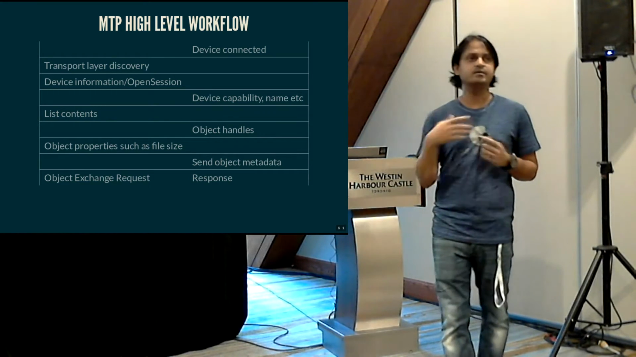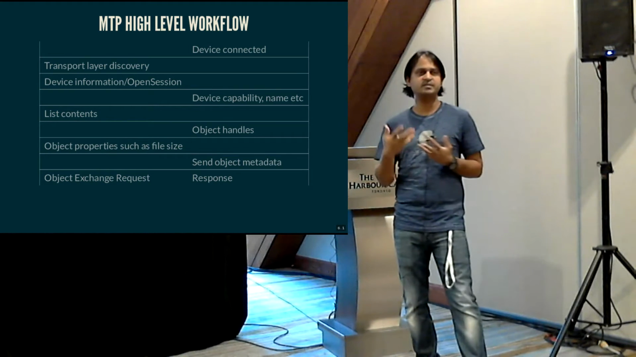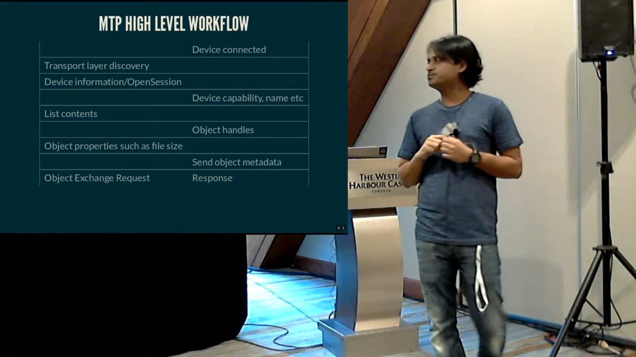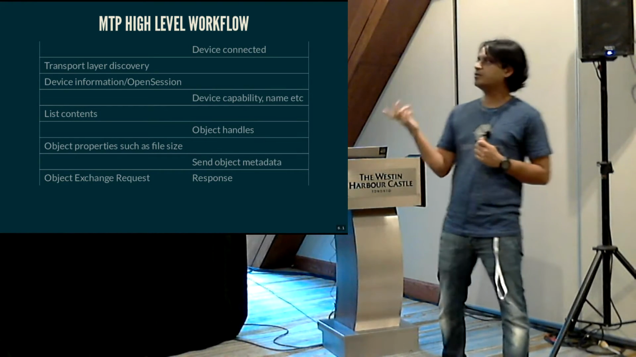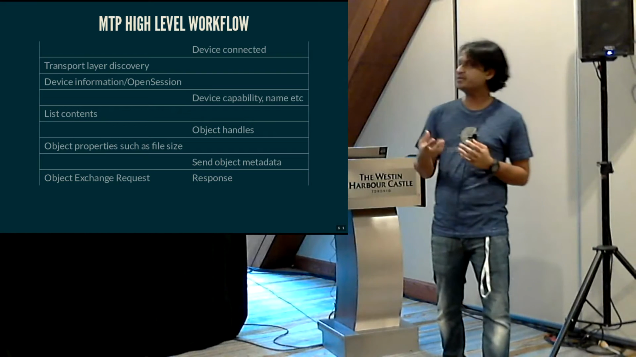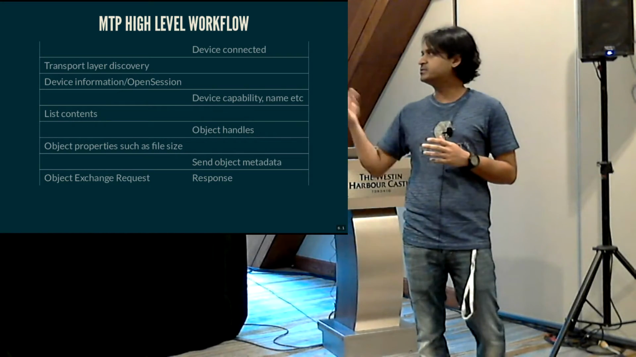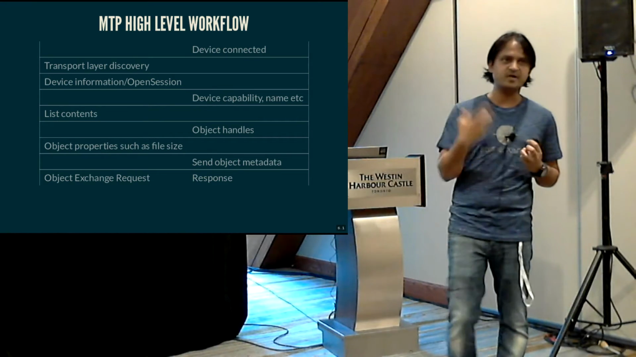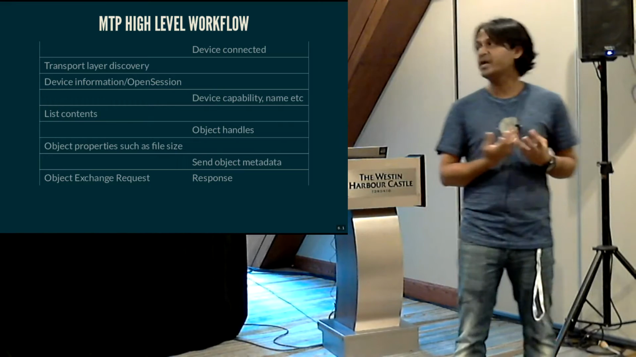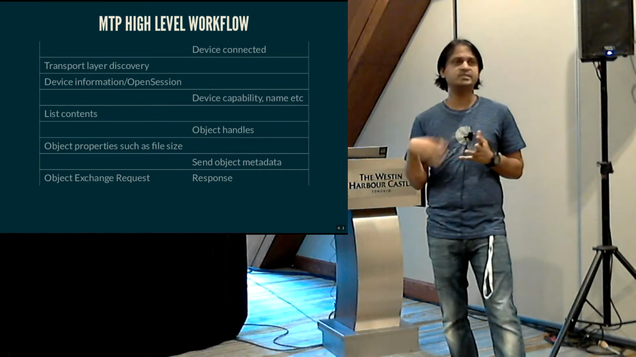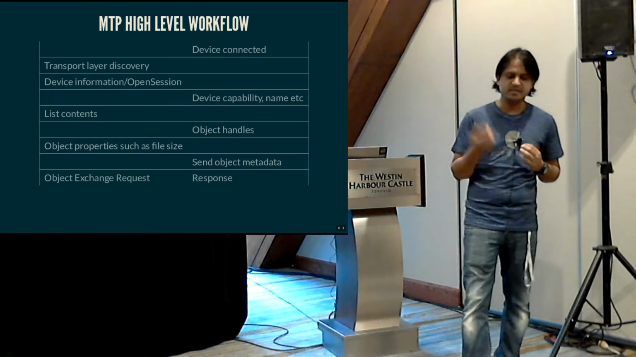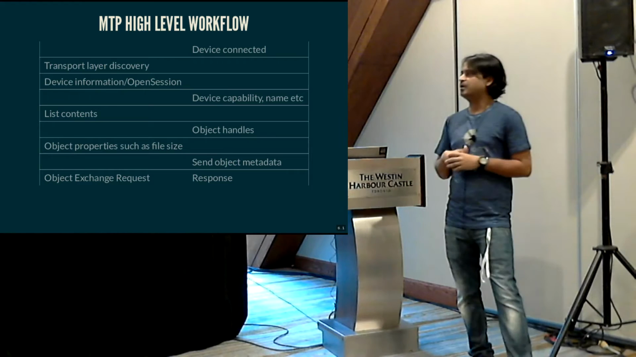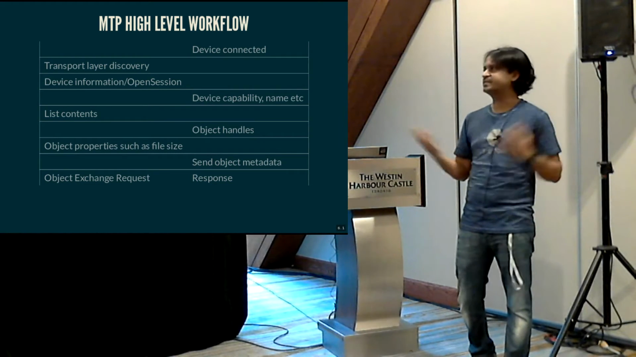In response to that, the MTP device can then send an array of integers, which are basically object handles, which point to the contents of the shared folder. And the initiator or the host computer can then also request specific information about these object handles, and this goes on, and the device sends back metadata, the file name, the file size, the file format, for example. And then the actual exchange request can happen when the initiator decides that it needs a specific object handle, and then it sends that object ID back to the MTP device, and the data transfer takes place.